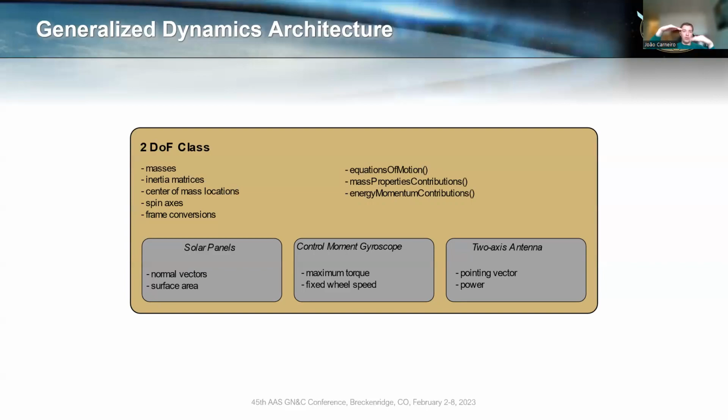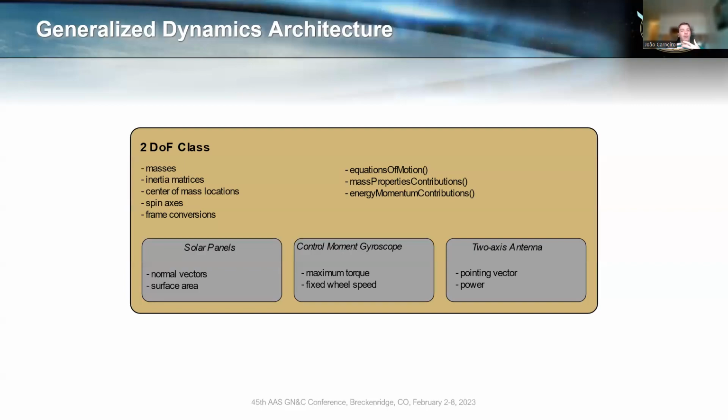and we can create solar panels. We can have a dual hinged solar panel. We can have CMGs, these control moment gyroscopes, which have a frame and then a disc that rotates about that frame, or even the 2-axis high gain gimbal antenna, right? Again, these particular components have a lot of shared properties, but you have to define some additional variables and methods.